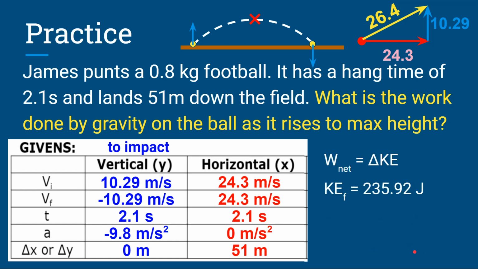How much did I lose? Well, I can just subtract. Final minus initial, 235.92 minus 278.27, and of course it's a negative number, negative 42.35 joules, because gravity is causing it to lose energy as it rises. It is slowing down vertically. So my answer there for my work done by gravity is negative 42.35 joules.